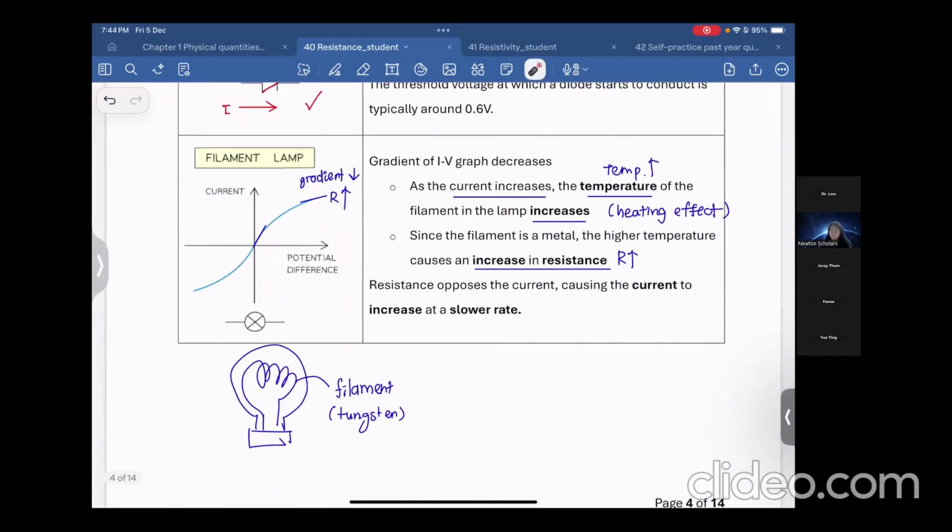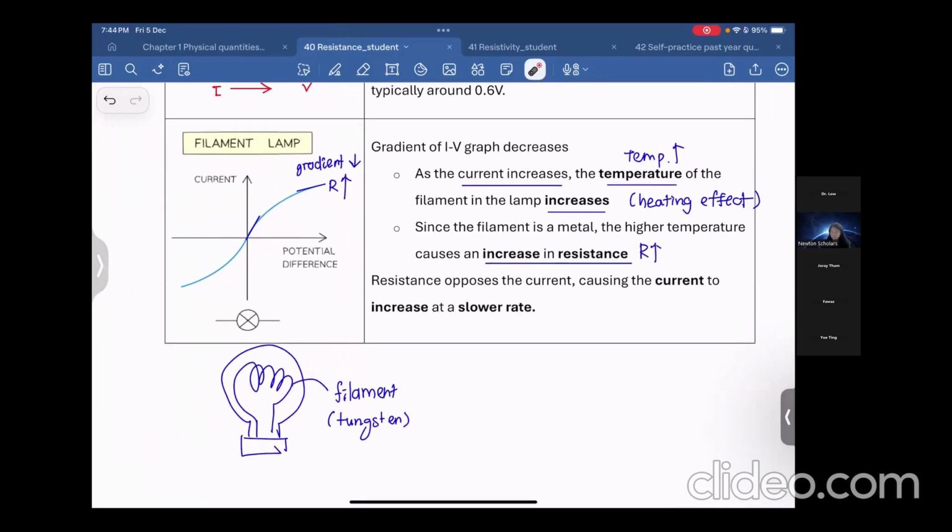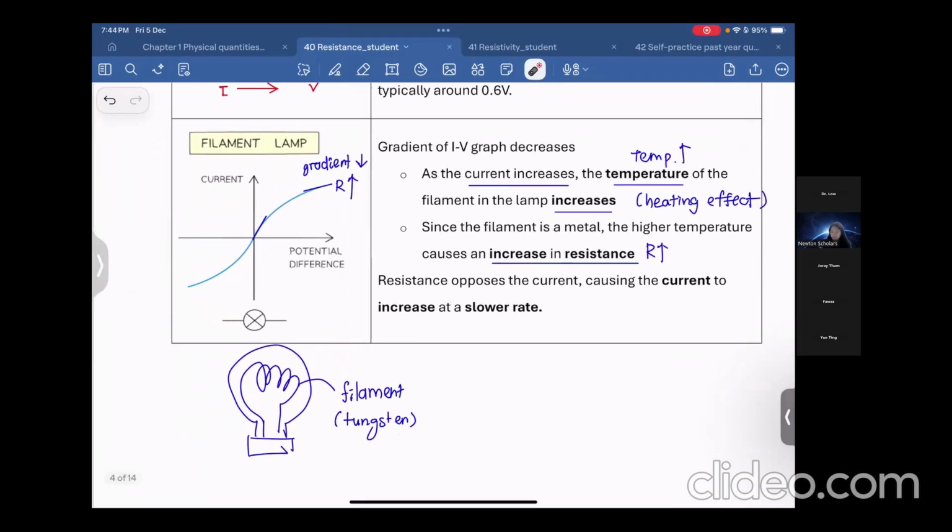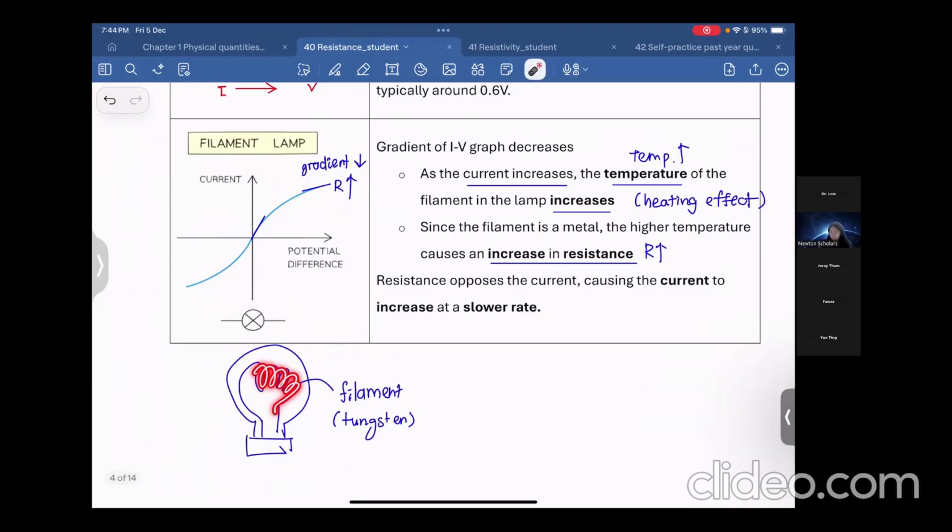Then after that, this is the filament lamp. I already told you this is a filament lamp. Inside here, the filament is made from tungsten. Why made from tungsten? Because tungsten has a high resistance. Here, when your voltage V increases, your current of course will increase. For example, if you provide more power supply, your current will be higher.